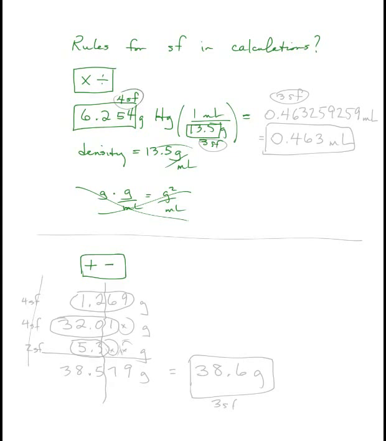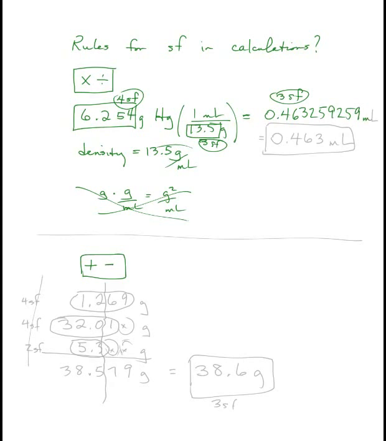We have 4 sig figs and we have 3 sig figs, so in our answer we're allowed to have the lesser of those numbers, 3 sig figs. So that's very useful information, and I'm going to write down what my calculator would give me here: 0.463259259 milliliters. Now, calculators are dumb beasts.